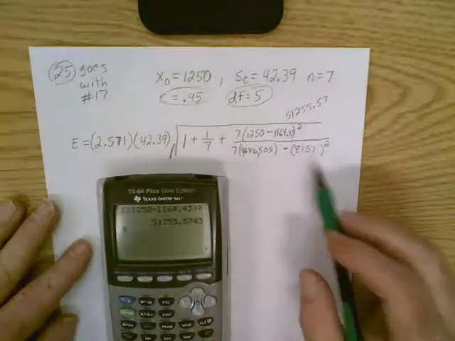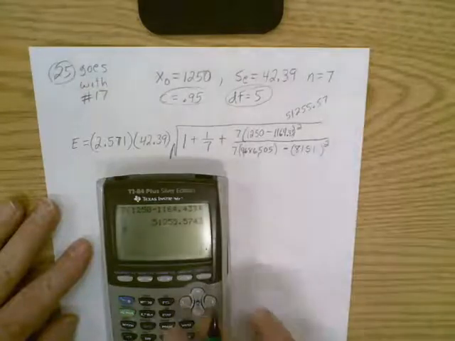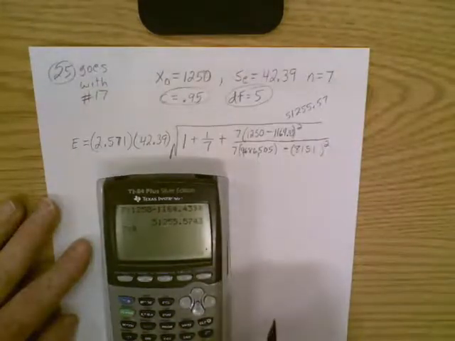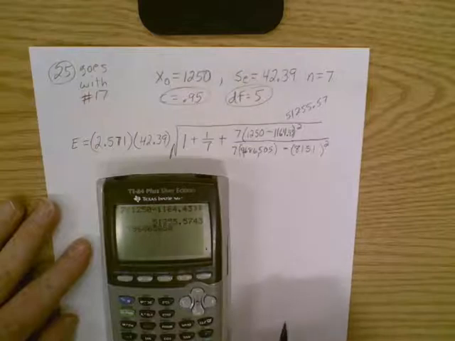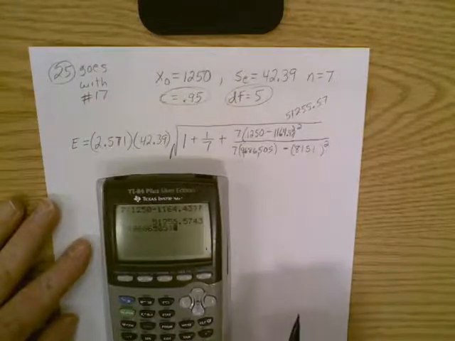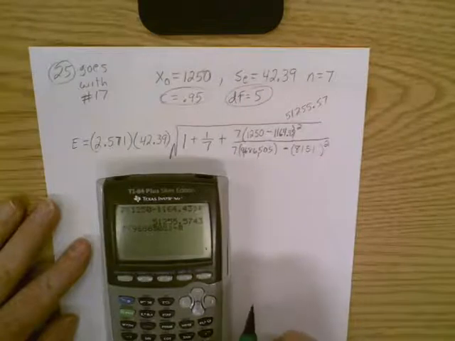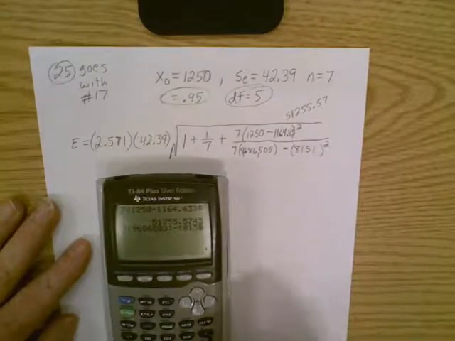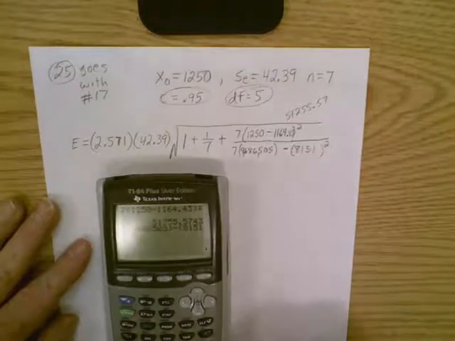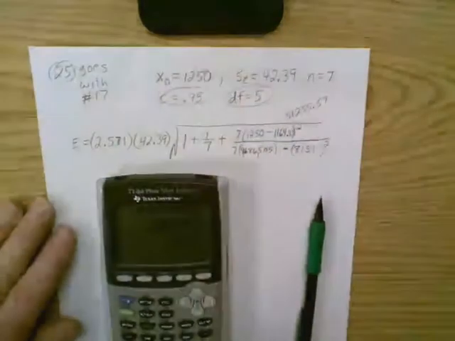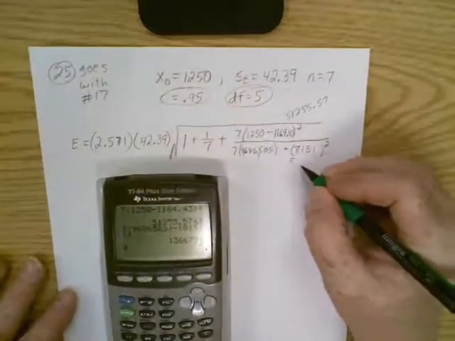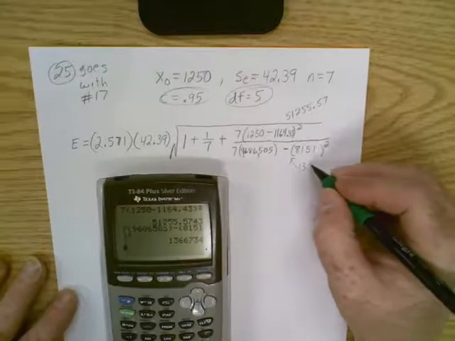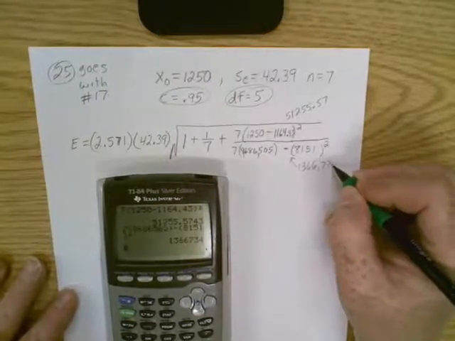Then on bottom, I'm going to do all this, just plug it in like it is right there. 7 parentheses 9686505, close the parenthesis, minus parenthesis 8151, close the parenthesis, squared. The bottom number here ends up being 1,366,734.